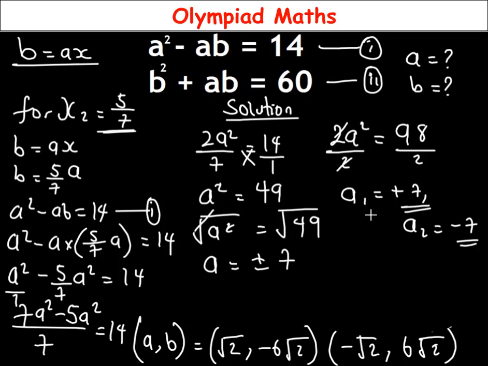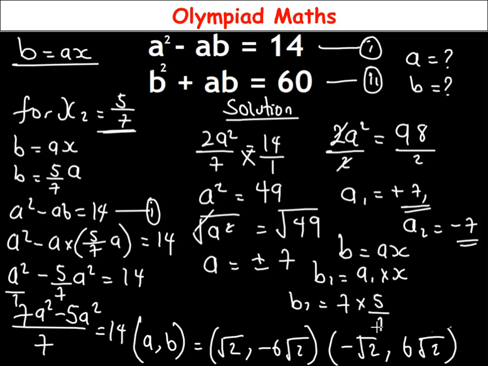Let us then get the values of b1 and b2 for x2 equal to 5 over 7. Okay, now, from here, b is equal to ax, right? Now for a1, b1 is equal to a1 times x, right? So b1 is then equal to a1, which is plus 7, so 7 times x, the value of x is 5 over 7. So 5 over 7. With this, 7 will divide 7, and b1 is equal to 5.